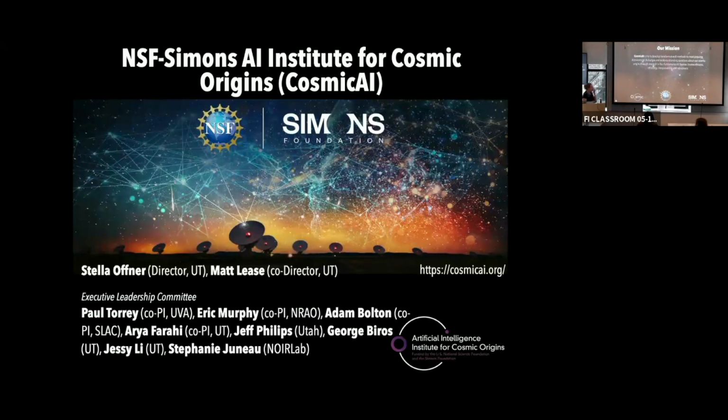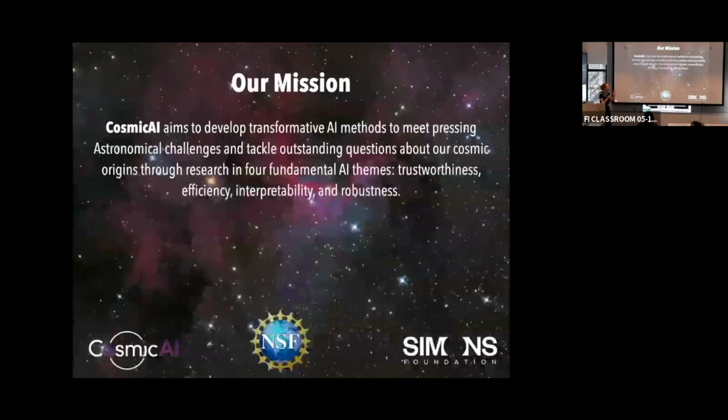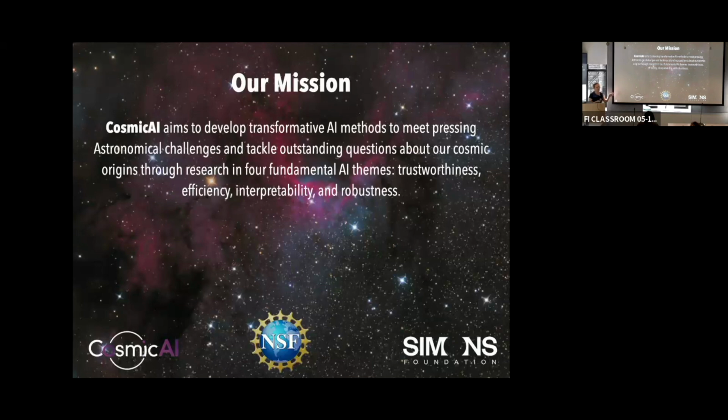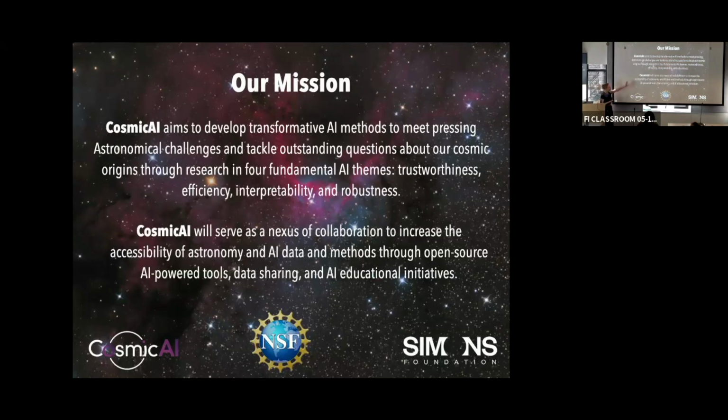Okay, so what is our mission? We aim to develop transformative AI methods to meet pressing astronomical challenges. And in this mission, we've identified 4 astronomical challenges and 4 fundamental AI themes that we're trying to push on: trustworthiness, efficiency, interpretability, and robustness. These are just classic machine learning things that are important for a wide variety of problems. And our goal is to serve as a nexus of collaboration to increase the accessibility of astronomy and AI data through open source AI-powered tools, data sharing, and AI educational initiatives.